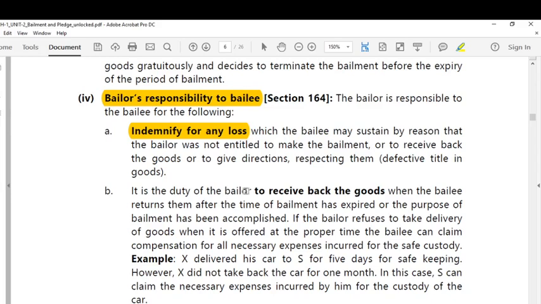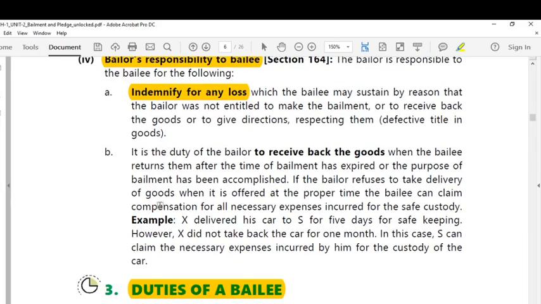respecting the particular items. And the other one is that it is the duty of the bailor to receive back the goods when the bailee returns them after the time of bailment has expired, or the purpose of bailment has been accomplished. If the bailor refuses to take the delivery of goods when it is offered at the proper time, the bailee can claim compensation for all expenses incurred for the safe custody of the particular goods which were delivered to him by the bailor.